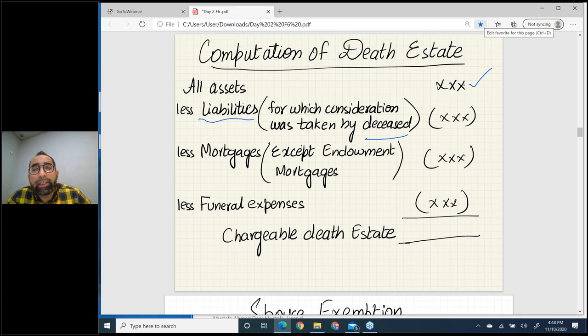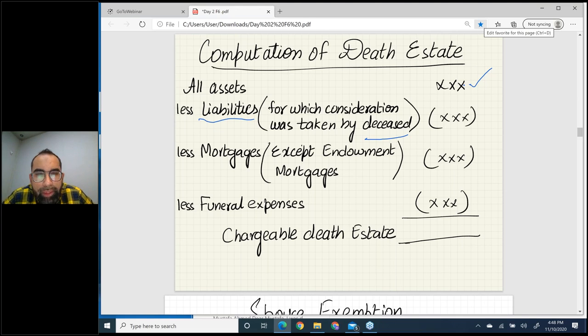Listen, what is an endowment mortgage? An endowment mortgage means you have taken a loan, but you are not responsible to pay that loan. The insurance company will pay that loan, so you are not responsible. That's why an endowment mortgage will not be deducted from your death estate calculation.